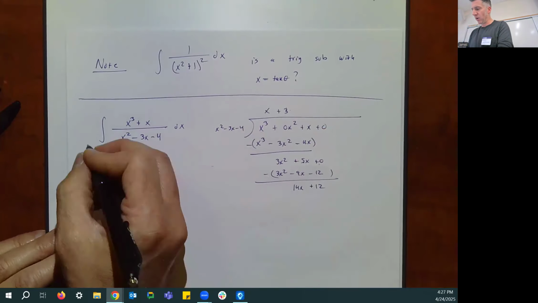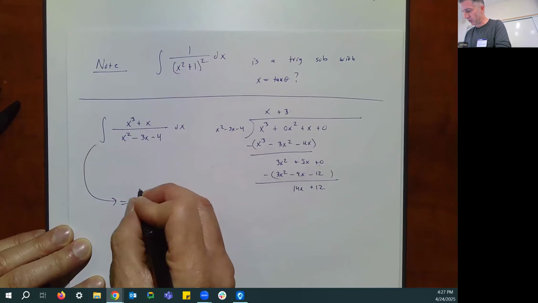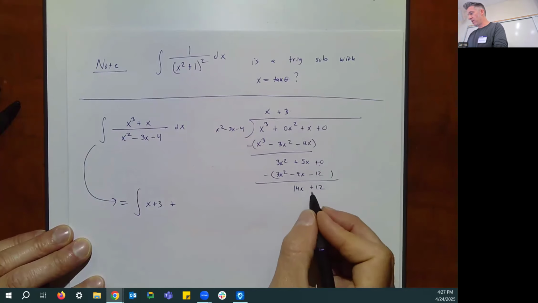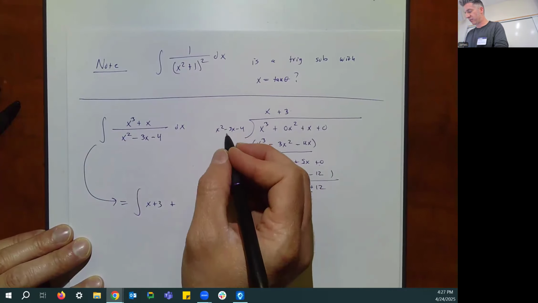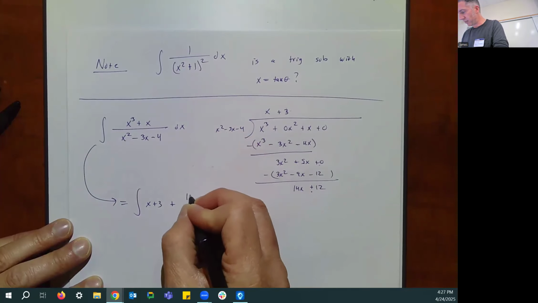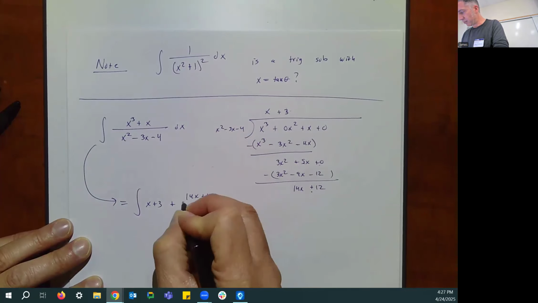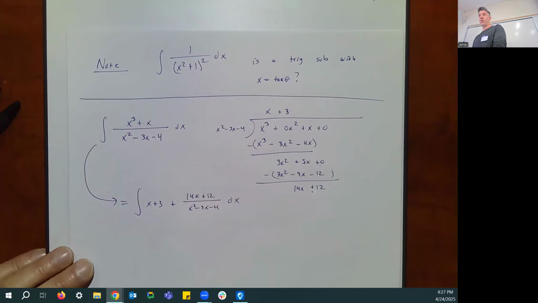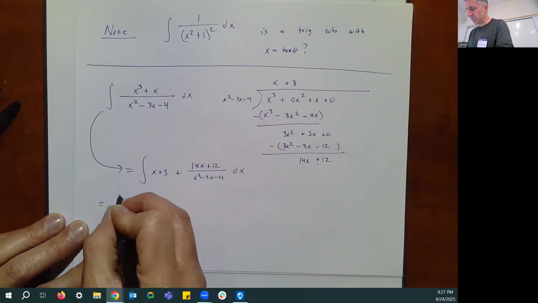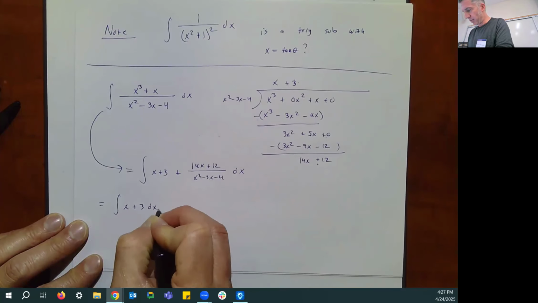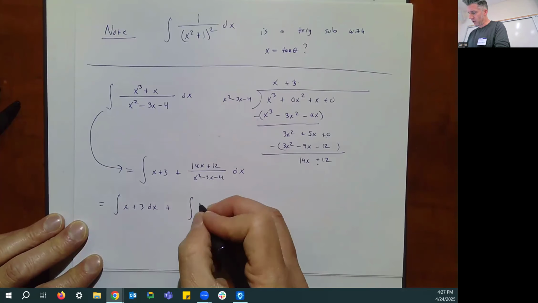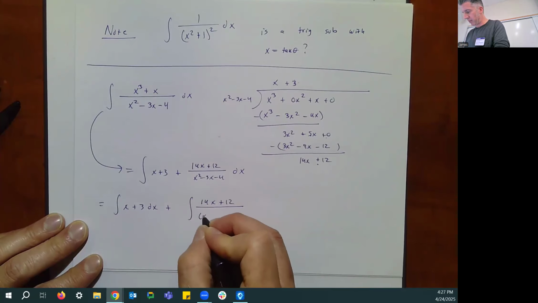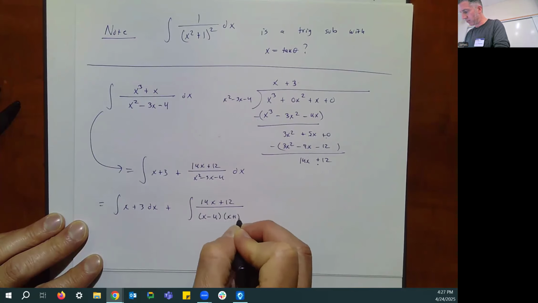So then we can rewrite the integral as the integral of the quotient x plus 3 plus the remainder 14x plus 12 divided by the divisor x squared minus 3x minus 4. And then you can break it up as an easy integral of x plus 3 plus the integral of 14x plus 12 over the denominator x minus 4 times x plus 1.